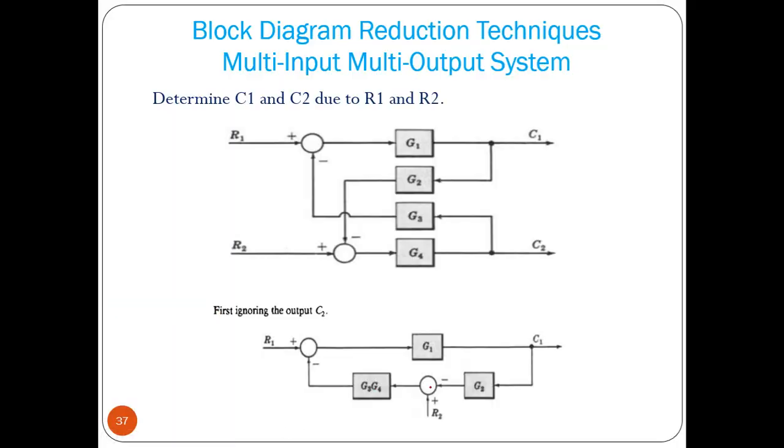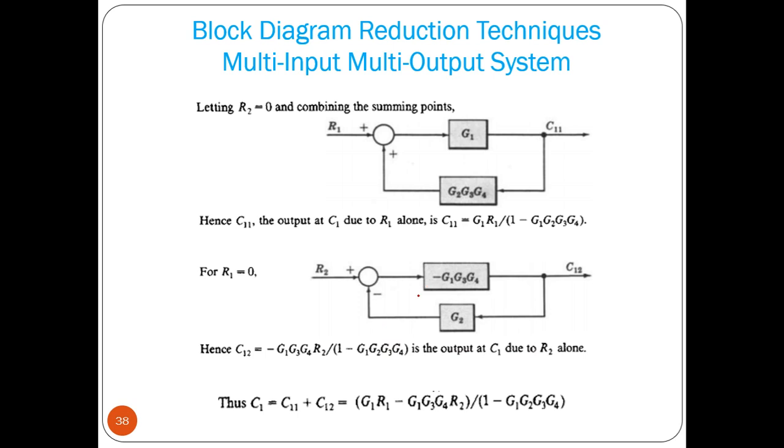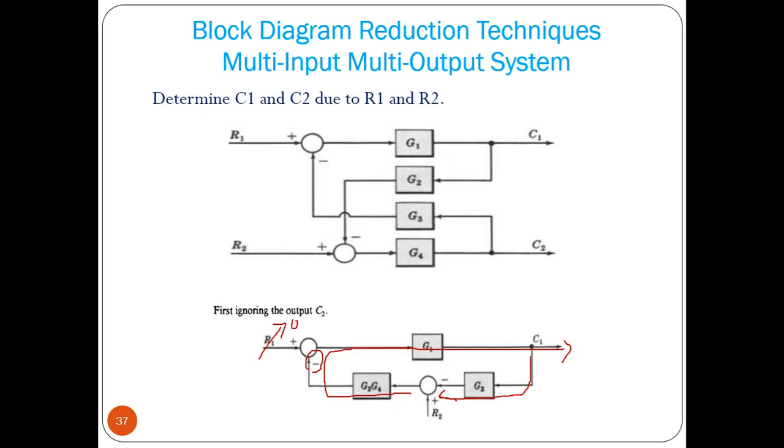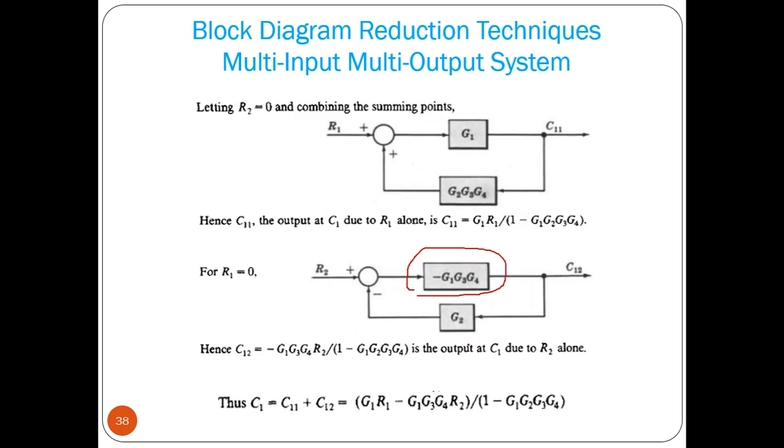Okay, so what is the point here? If R1 equal to 0, R2 is acting, then this is going through this way to output, and this is your feedback path from output to input side. Okay, so this is minus sign, you have to take care. So minus G1, G3, G4, that is the block. Okay, and G2 is negative, so it is negative feedback.